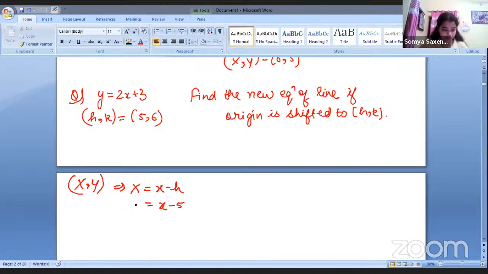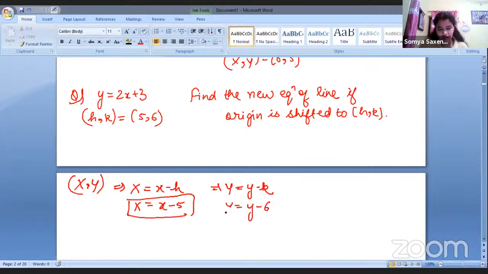Now the problem is that both x and X are unknown to us, but it's not a problem, it's okay. Similarly, Y is equal to y minus k. Here k is 6. So we have got the two equations, right?